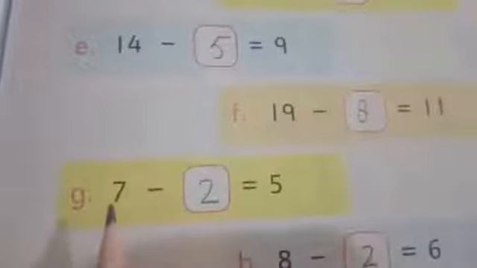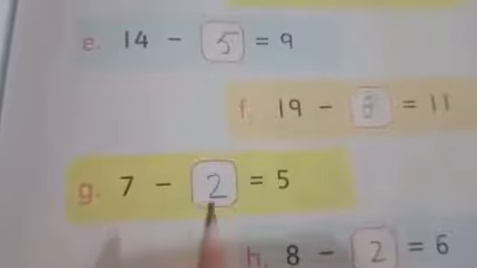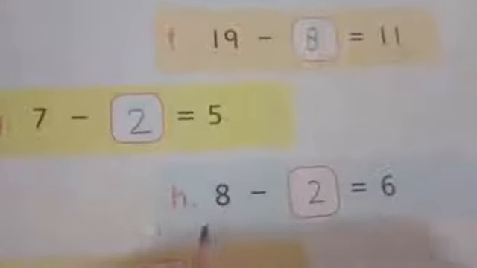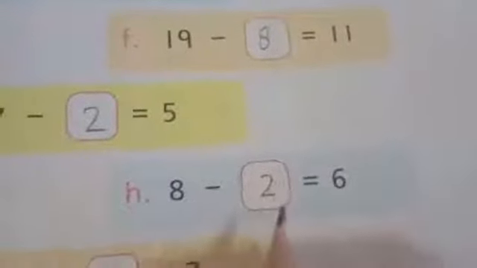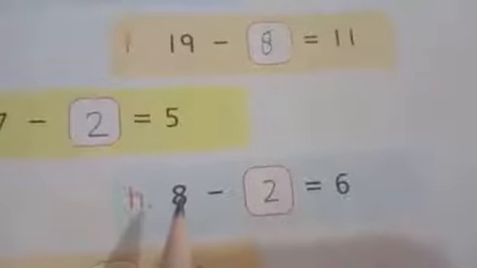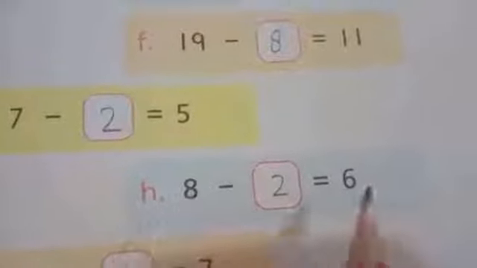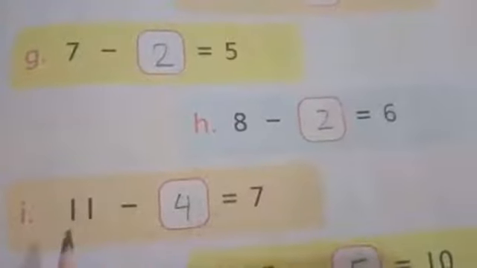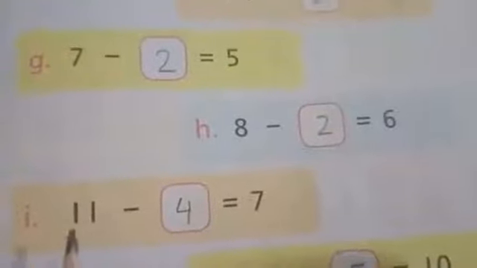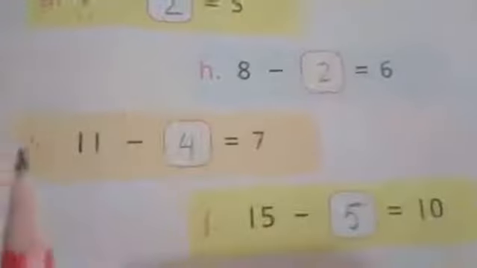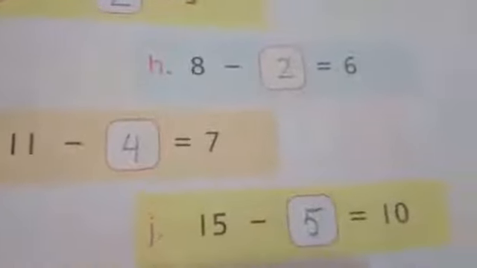The next one is 7 minus dash is equal to 5. 7 minus 5 is equal to 2. Next one is 8 minus dash is equal to 6. When we cut 8 minus 2, the answer is 6. When we cut 8 minus 6, the answer is 2. Question number I is 11 minus dash is equal to 7. When we deduct 7 from the 11, the answer is 4. 11 minus 4, the answer is 7.